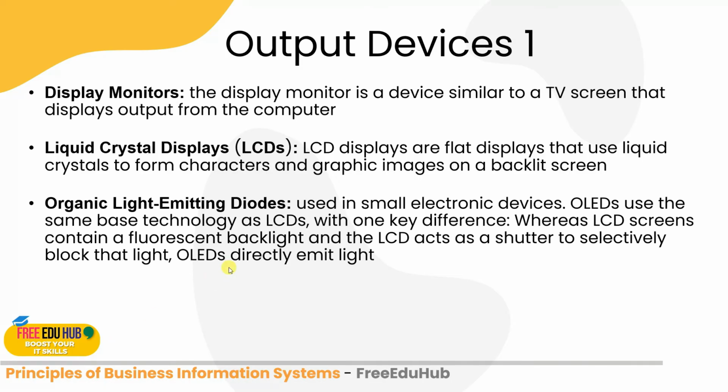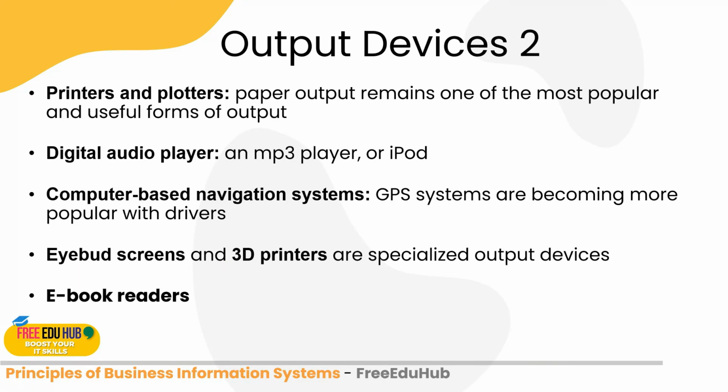Now, then we have printers and plotters. In organizations where they are using bigger posters, we print them using a device which we call a plotter. A printer is a normal device through which we print A4 or A3 papers, but the bigger printing usually takes place on plotters. Now, paper output remains one of the most popular and most useful forms of output.